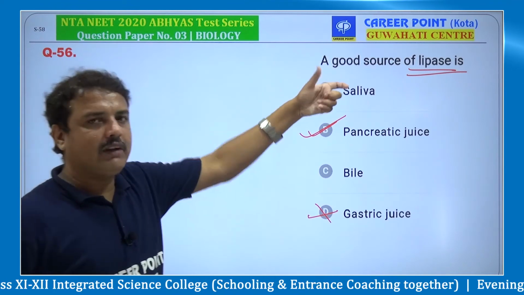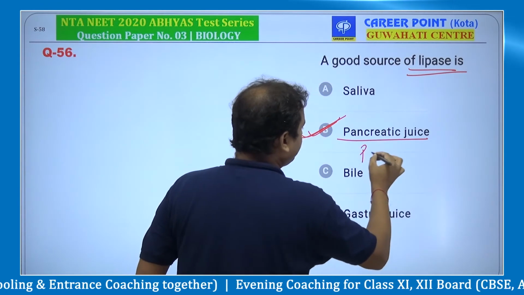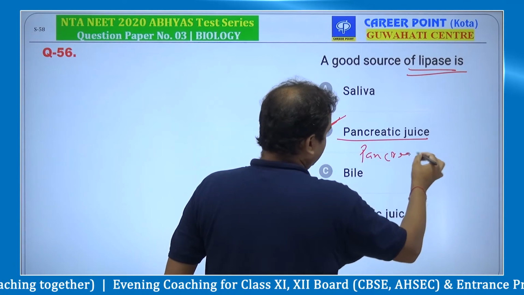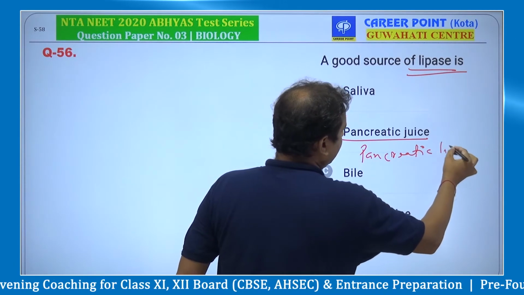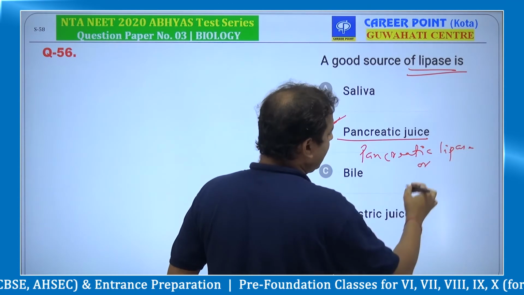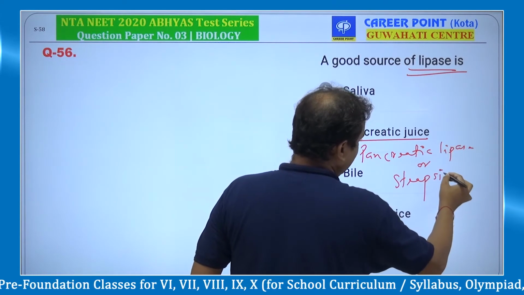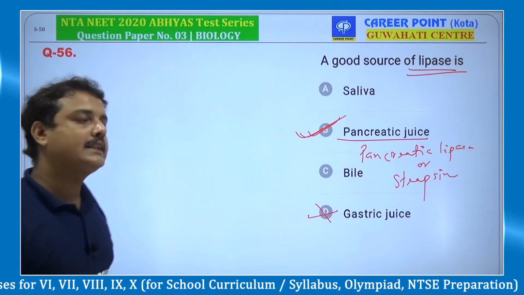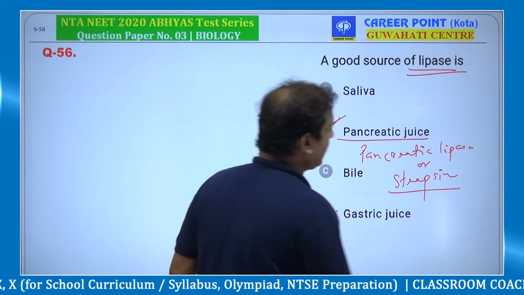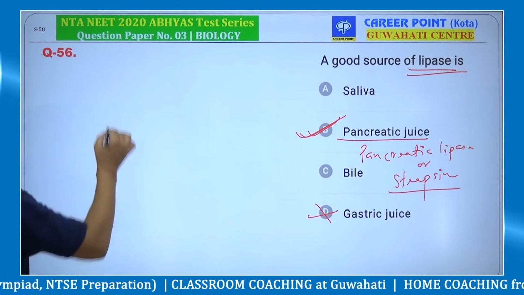So a good source of lipase is pancreatic lipase. Pancreatic lipase is present in pancreatic juice. Another name of pancreatic lipase is steapsin, S-T-E-A-P-S-I-N, steapsin. So steapsin is another name of pancreatic lipase. Okay. Next question.